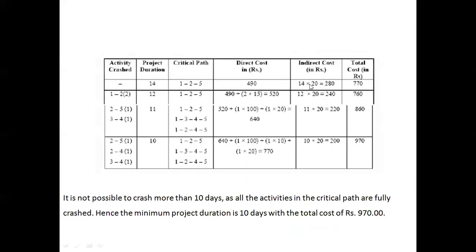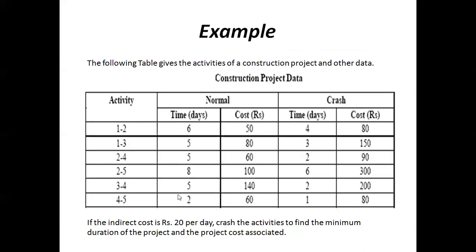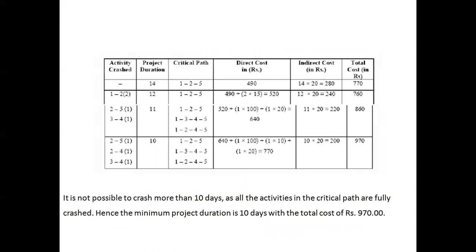Then the indirect cost. As given in the problem, the indirect cost per day is rupees 20. The project duration is 14 days, so 20 into 14, that is 280, is the indirect cost. The sum of 490 and 280 gives 770, which is the total cost. When the project is executed with a normal duration and normal cost, the total project cost will be 770.